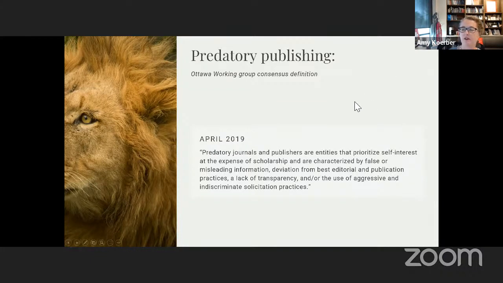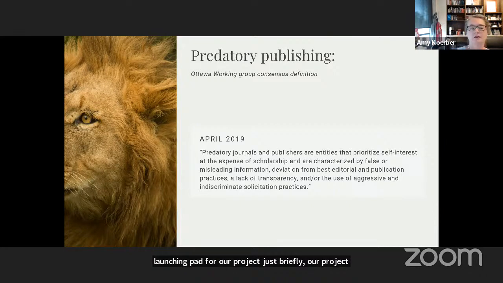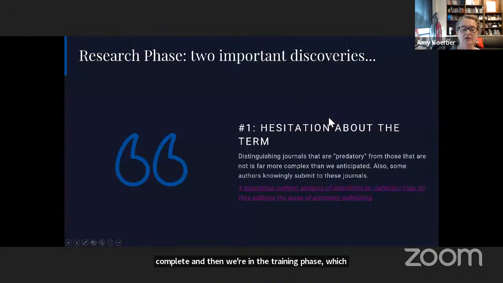So just briefly, that's a sort of a launching pad for our project. Our project has two phases. The research phase is largely complete, and then we're in the training phase, which I'll cover in a minute. But just to give you a summary, really in our research phase, we had two important discoveries. One is a hesitation about the term. I forgot to do this, but normally when I say predatory publishing, I literally use scare quotes, that this definition or this concept is just much more complex than a simple label implies.